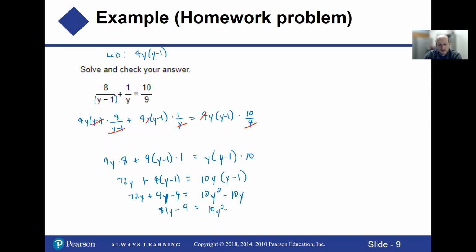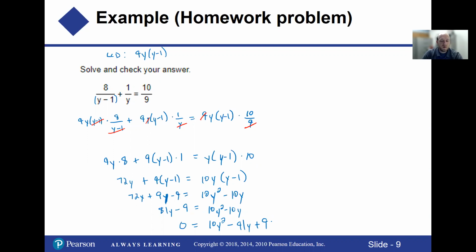And then now what I want to do is move everything to one side. So let's get this equal to 0. So I'm going to subtract the 81y over here, and I'm going to add 9. So I'm going to have 0 equals 10y squared. I just want to keep this one positive. That's why I did it the other way. Negative 10y, I'm subtracting 81y. That gives me a minus 91y. And then I added 9. So that's my trinomial right now.